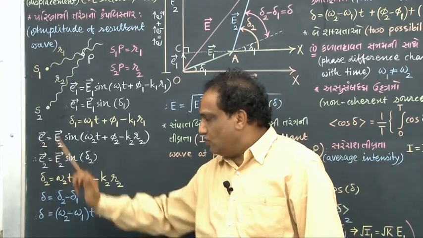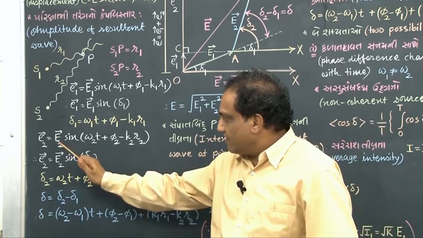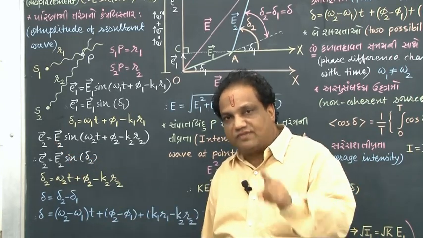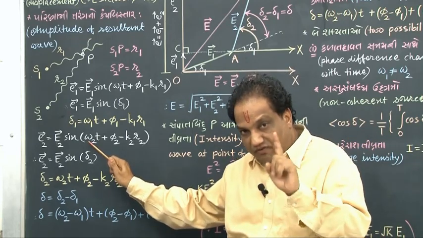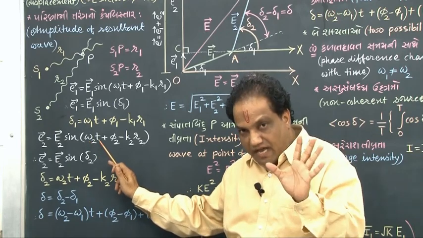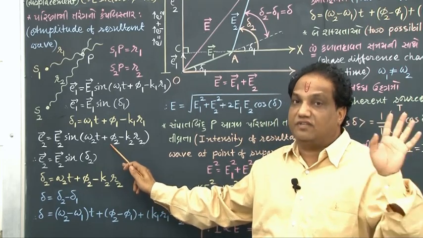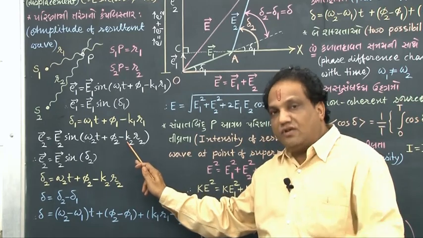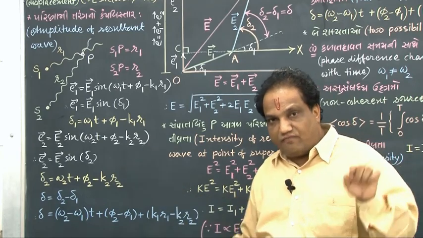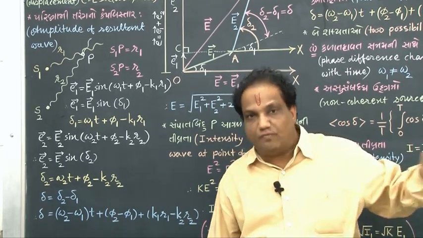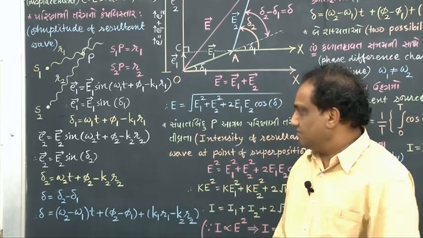What is vector small e2? It is displacement of second electric intensity vector. This vector capital E2 means amplitude of second electric intensity vector. What is omega 2? Angular frequency of second wave. T is considered time. Phi 2 is initial phase of second electric intensity vector. K2 is wave vector of second wave, and R2 is distance of point of observation on the direction of propagation of second wave from the source of second wave. Correct? Fine.